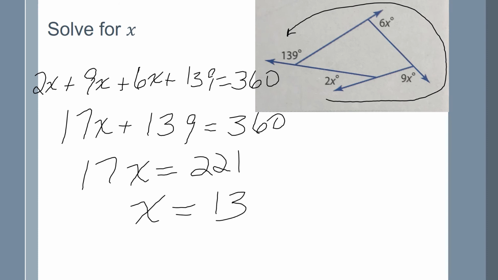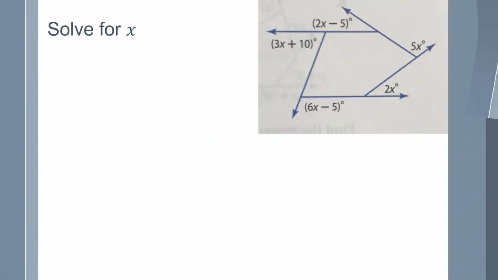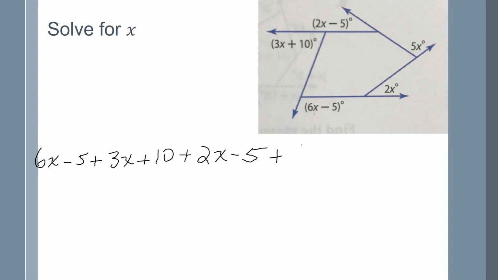Okay, so basically we're looking at the figure. The figure gives us our equation to start with. We simplify, we do our algebra, and we come up with our final answer. Same problem, it's just things are a little bit more complex here. So I'm going to start right here and just work my way around. So 6x minus 5 plus 3x plus 10 plus 2x minus 5 plus 5x plus 2x equals 360.